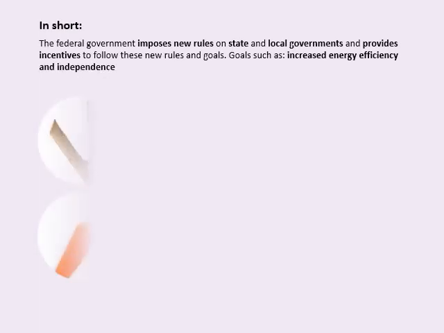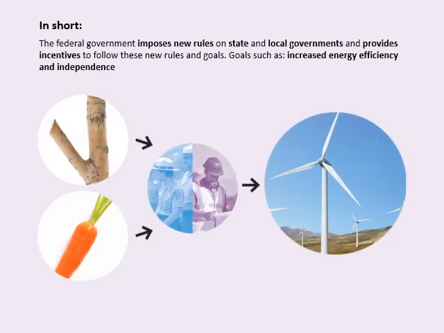In short, the federal government imposes new rules on states and local governments and provides incentives to follow those new rules and goals. Goals such as increased energy efficiency and independence can be motivated either by, I'm going to write with my mouse here, the carrot or the stick.